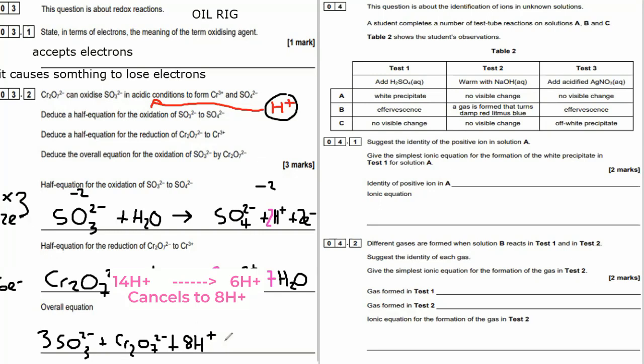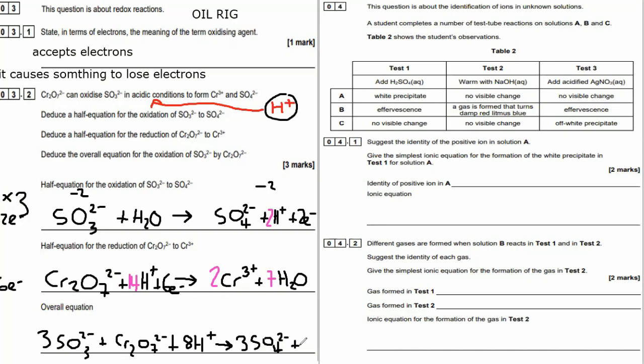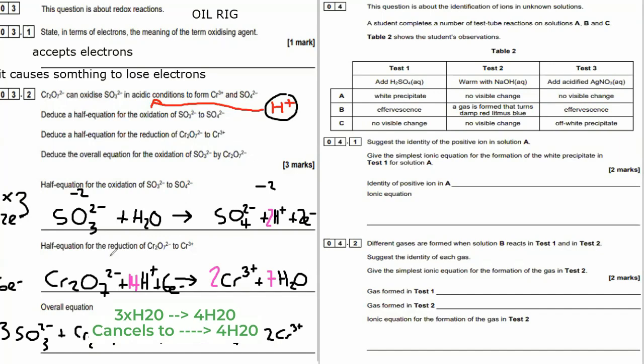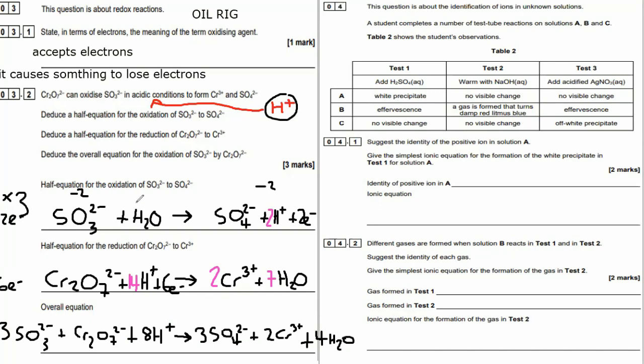There'll be 6 electrons on each side, so they cancel. 7 waters on the right, and there'll be 3 waters on the left, so we only need 4 waters on the right now. And we had 14 hydrogen on the left, and we had 6 hydrogen on the right, so we only need 8 on the left now, as was shown earlier. Beautiful. That's all balanced once you've cancelled everything out.